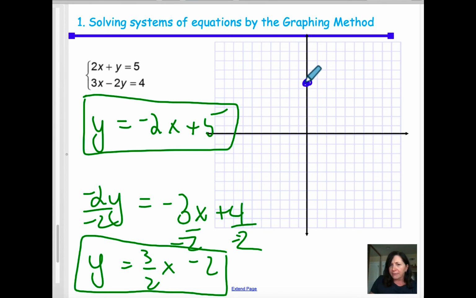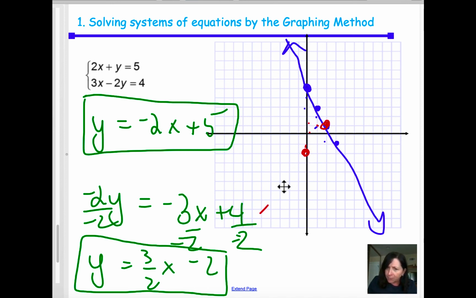I start at 5. Hold on one second, let me make sure I do have 5. So 1, 2, 3, 4, 5. And then my slope is negative 2: down 2 over 1, down 2 over 1, down 2 over 1. And so this is my line that has the slope of negative 2. Now this one actually starts at negative 2 and then goes up 3 over 2. And lo and behold, we found our intersection point as (2, 1).